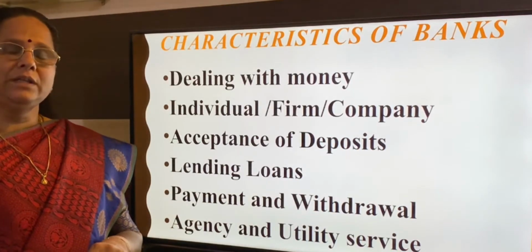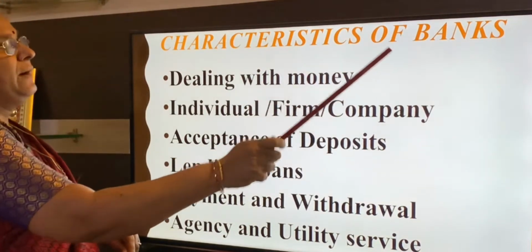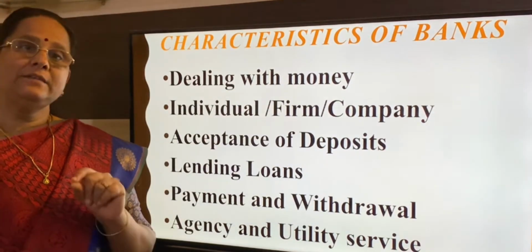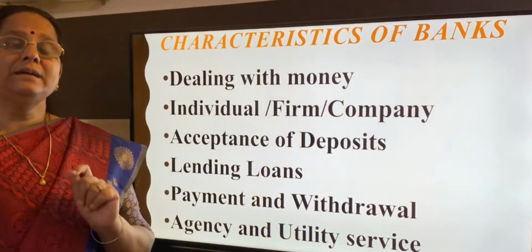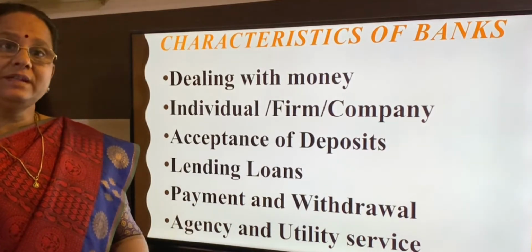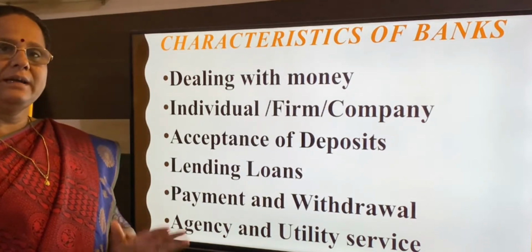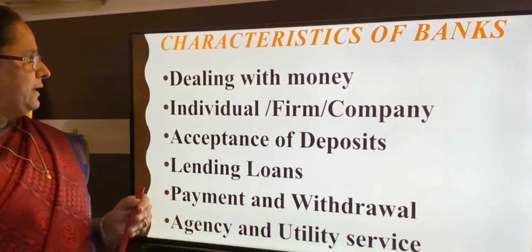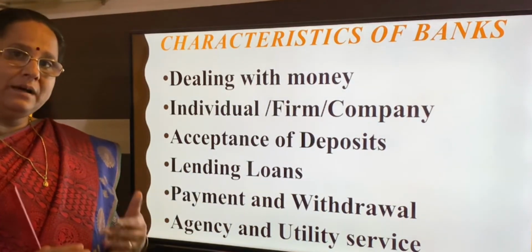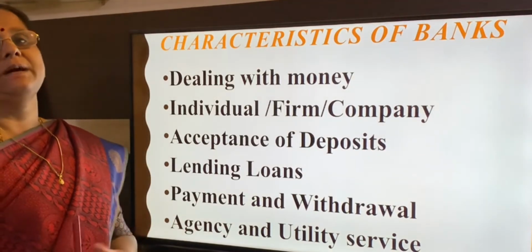Next we will learn about the characteristics of bank. The first characteristic is dealing with money. As in the beginning itself I told you, bank is a financial institution. So that means it deals with money. Any transaction in the bank deals with money. The next one is individual, firm, company. Bank may be a person or a firm or a company which deals with money.